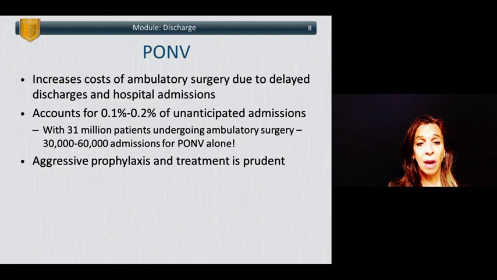So post-op nausea and vomiting increases the cost of ambulatory surgery due to delayed diagnoses, delayed discharges, and hospital admissions. It accounts for 0.1% to 0.2% of all unanticipated admissions. This may seem low, but considering that 31 million patients typically undergo ambulatory surgery every year, this translates into 30,000 to 60,000 admissions for nausea and vomiting alone. Aggressive prophylaxis and treatment are always prudent.